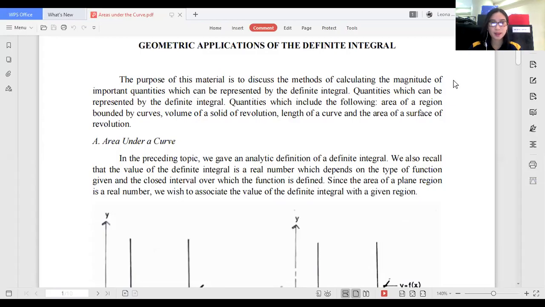Hello, good morning, and welcome to our new topic, geometric applications of the definite integral. So the purpose of this material is to discuss the methods of calculating the magnitude of important quantities which can be represented by the definite integral. So in the previous topics, we have discussed definite integrals and how we can apply the properties of integrals in solving definite integrals. Right?